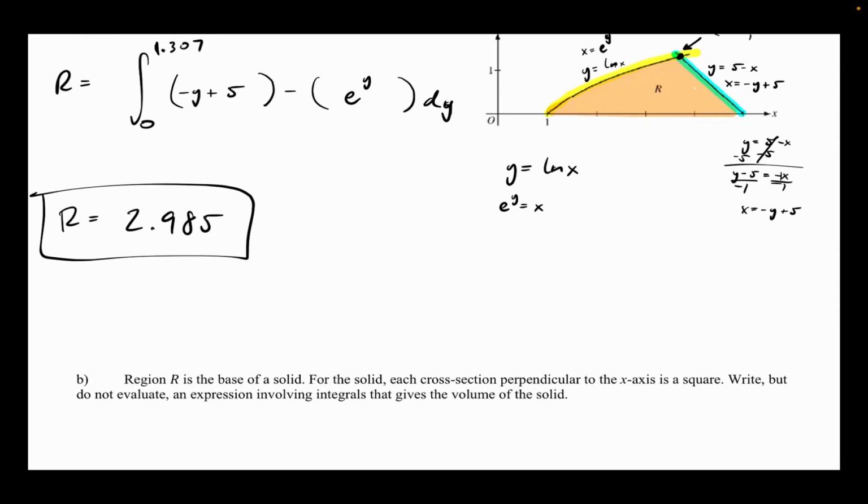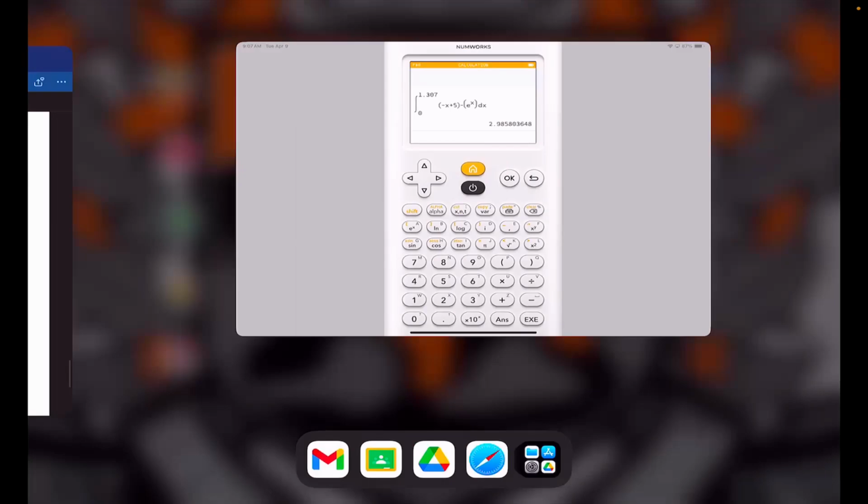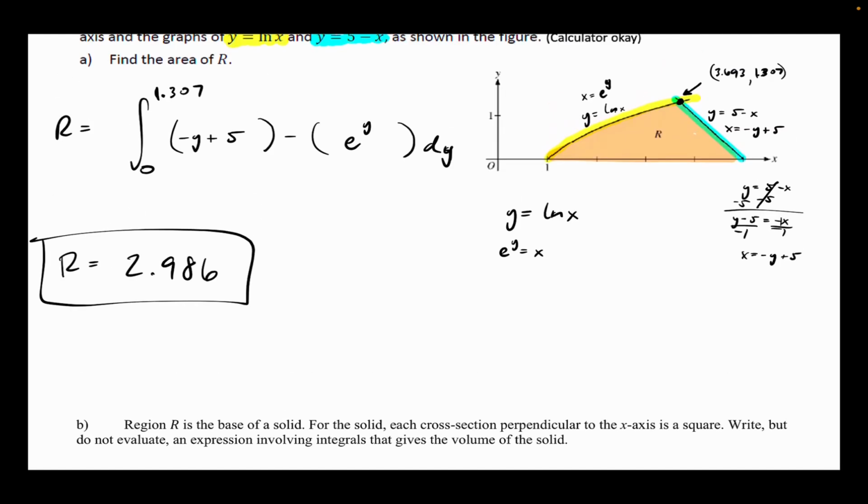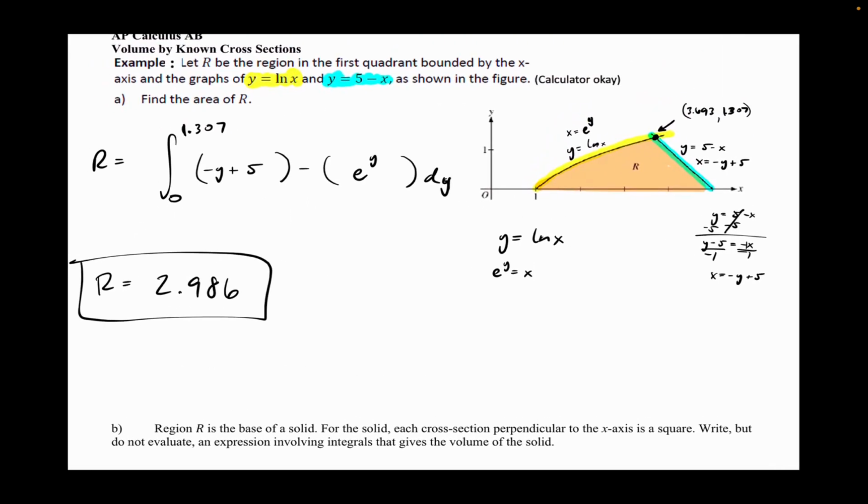Oh, did I round her up? Let's see. 2.986. Yeah, you're right. Okay, perfect. So B and C, we don't actually have to solve. We just have to set up. So that means give me the equation. I can do the calculator part. Give me what you would put in the calculator.